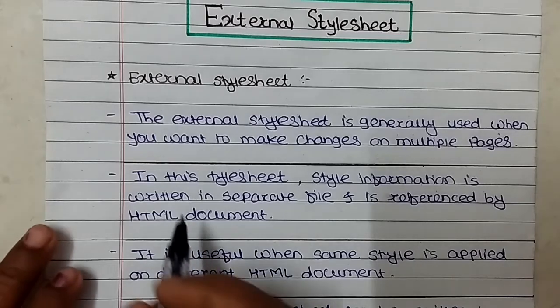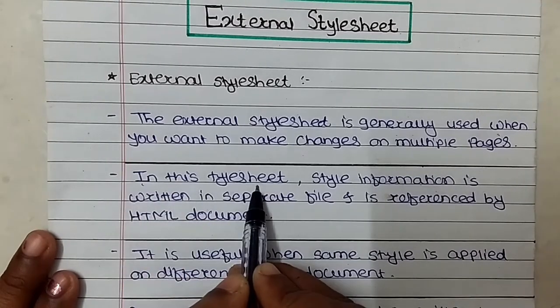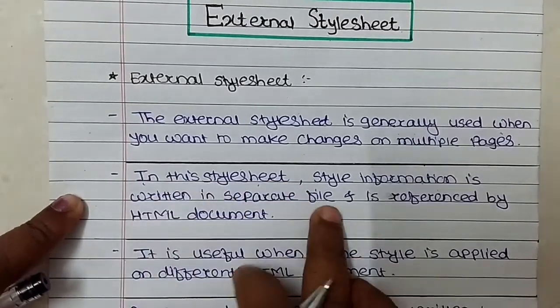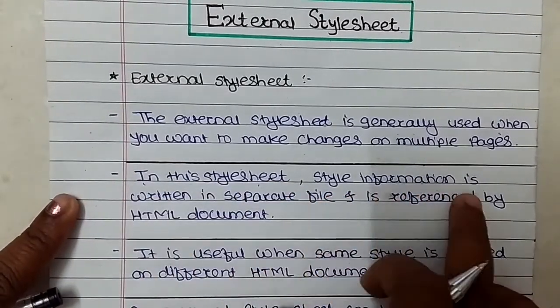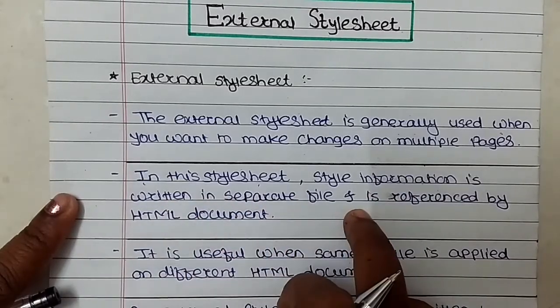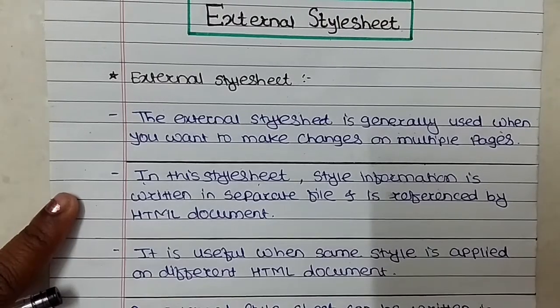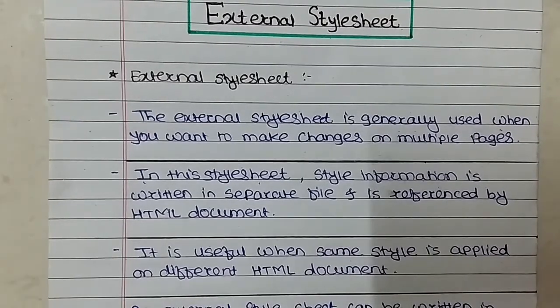Next, in this style sheet, style information is written in a separate file and is referenced by the HTML document. In the external style sheet, style information is written in a separate file. Whatever information is required to style the given tags is written in a separate file, and this file is referenced by the HTML document.